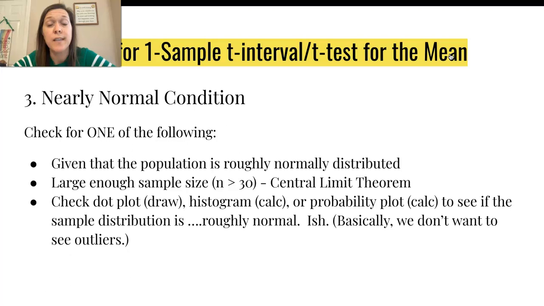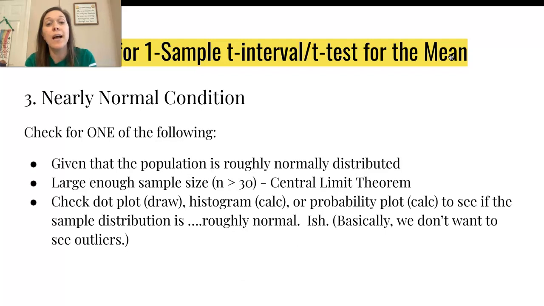We need to either then make sure, if it doesn't tell us that it's normal, that we have a large enough sample size that our central limit theorem kicks in. So where's our cutoff? 30. So our sample size is greater than 30. So the central limit theorem tells us that the sampling distribution will be roughly normal.